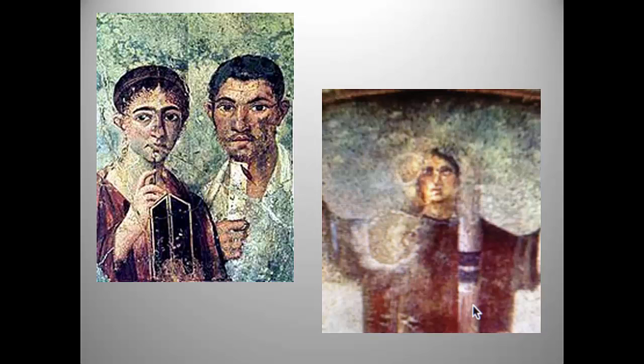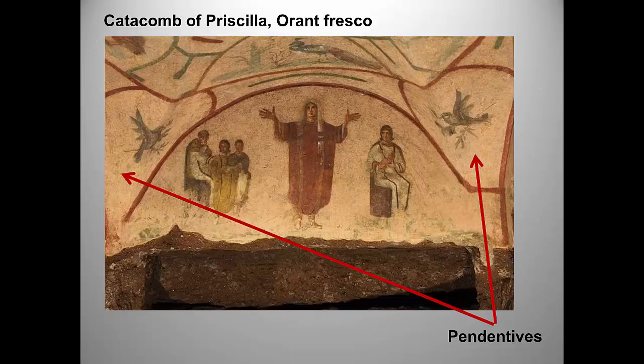So you see here the man and wife from Pompeii. And what similarities do you see with the Orant? And what symbols do you see in the pendentive? Those are the somewhat triangular corners beneath the shallow dome, and, for that matter, in the shallow dome itself.